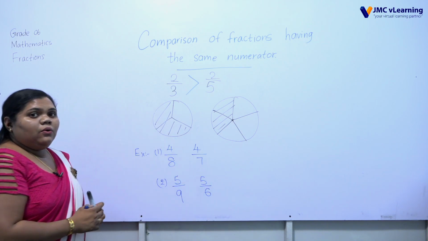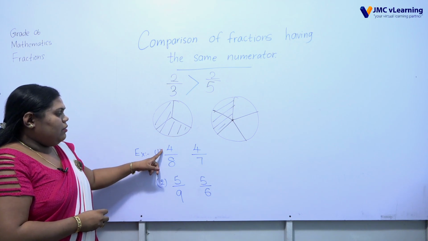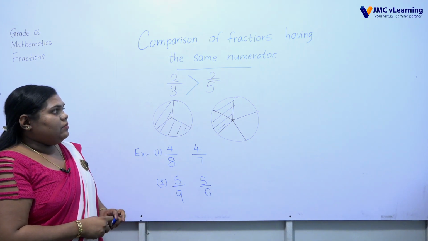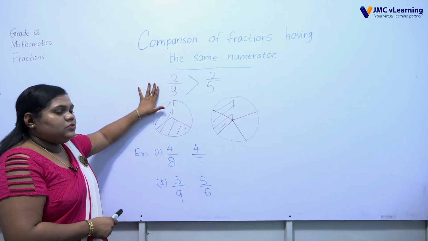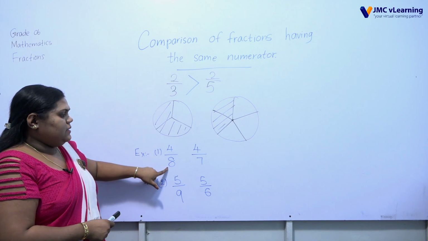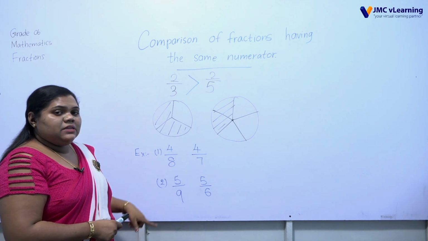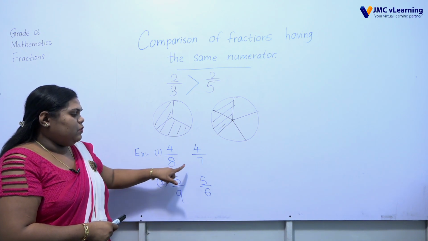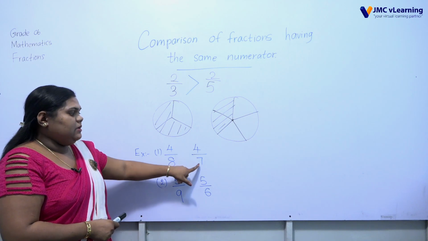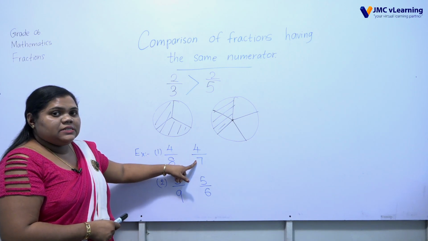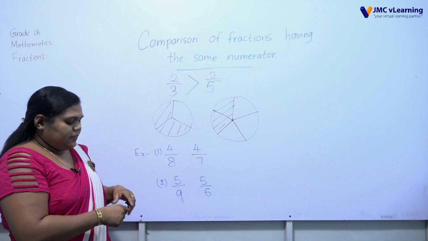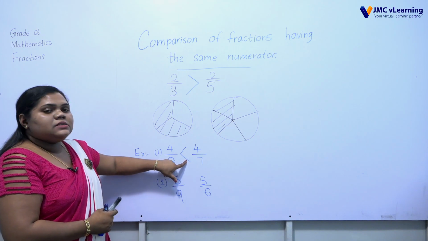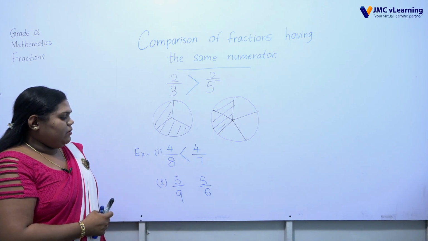Now we are going to compare 4 out of 8 and 4 out of 7. Now you can go through this method. 8 and 7. 7 is the smaller number. So 7 is smaller than 8. It means this 4 out of 7 is the bigger fraction. So we can draw this symbol.